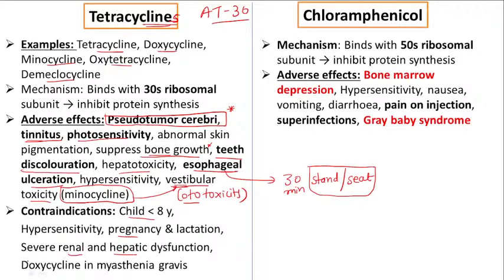Doxycycline also has some skeletal muscle relaxant property, and because of that we cannot use it in myasthenia gravis. Very much important. What is important here? Doxycycline has a neuromuscular blocking effect. See, this is star marked, which means it is important: doxycycline has a neuromuscular blocking effect. And if you are giving it in myasthenia gravis, the condition will worsen.